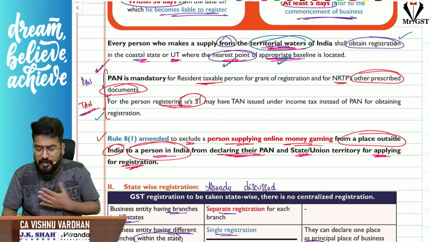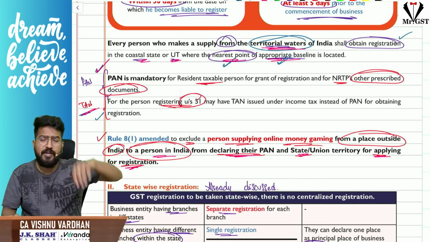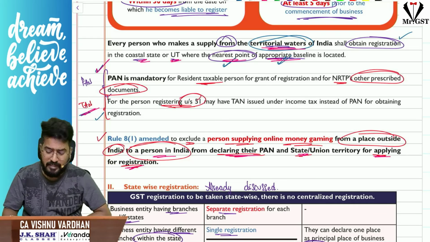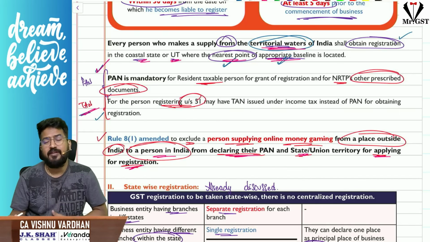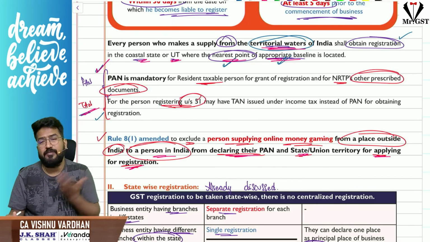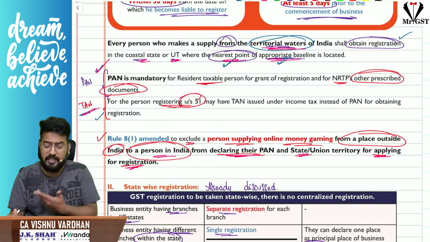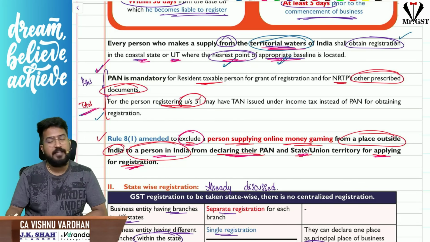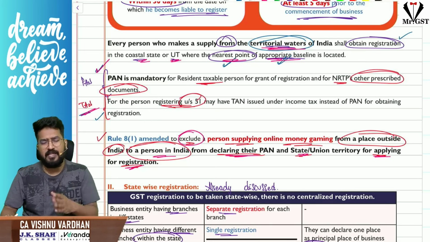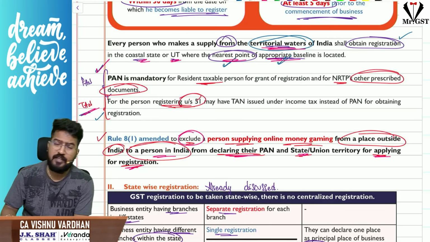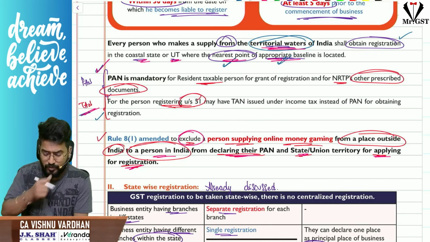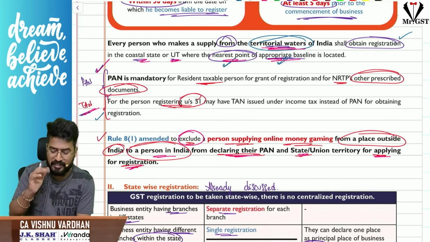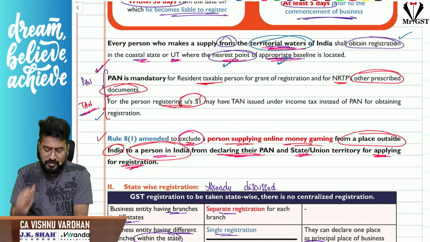Next, sir, suppose I am a person from outside India providing online money gaming services to persons in India, sir, then should I declare my PAN and address or the state? Not required, because you will not be having any PAN and you will not be residing in any of the states of India, correct? So these people are excluded from declaring their PAN and the state in which they are residing. But understand, when these people take registration, they should have an authorized representative in India. So they should appoint an authorized person, and that person's PAN will be used. That is a different story.